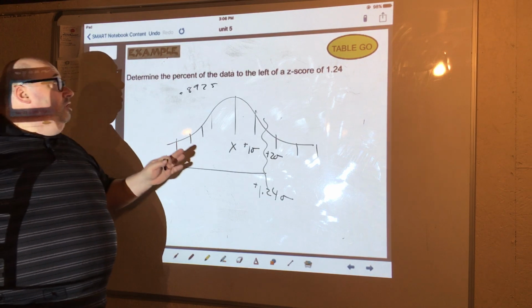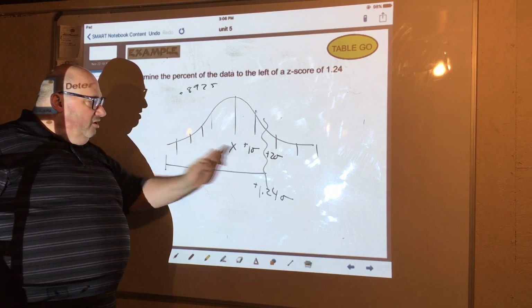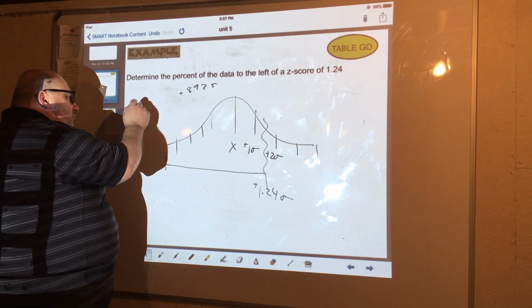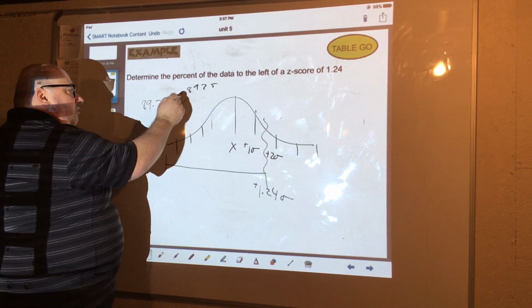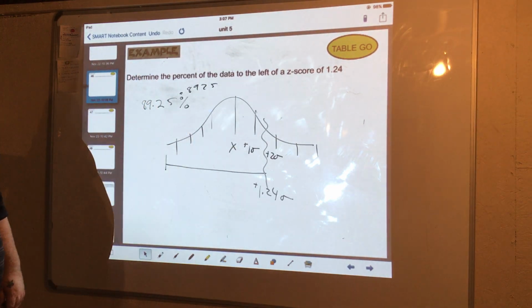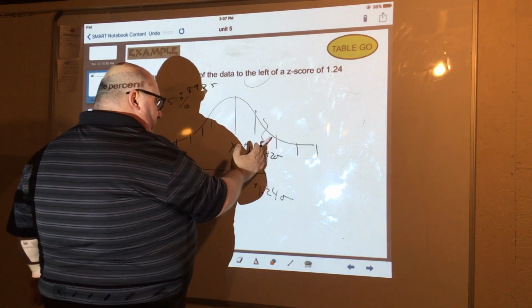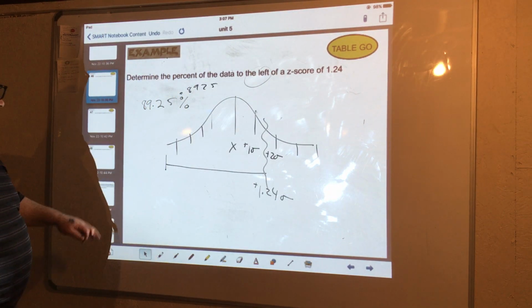So, if we want to know the percent of data to the left, well, from here to here is 0.8925. That's, how much is a percent? 0.25%. That is this part in here, right? So you got to be careful. The question said to the left of that. Well, to the left of that, yes, you're right, is 89.25%, right?